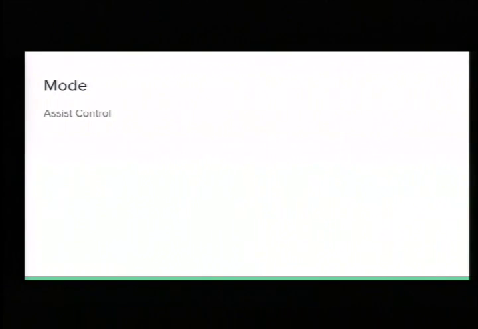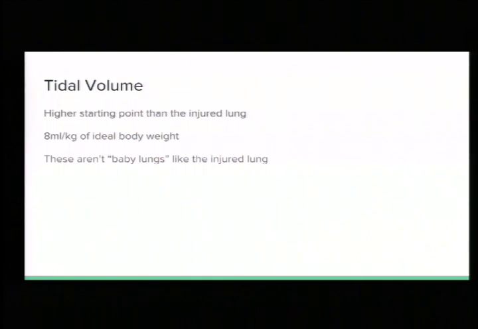Again, set these guys in assist control. They're the same setup as the injured for their setting, their mode. Their tidal volume on these aren't baby lungs. These are big lungs without injury to them, so they can take more volume. So they're up at the upper limits, the 8 mLs per kilogram of body weight. That's really one of the big changes between obstructive and injured, is you go more volume, and we'll talk about the flow rates here in a minute.